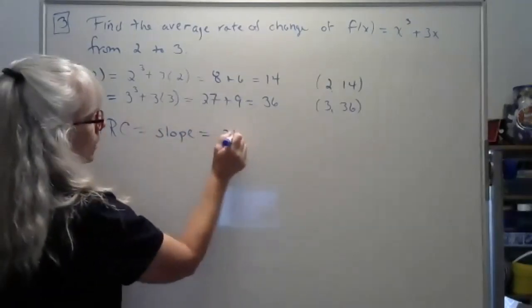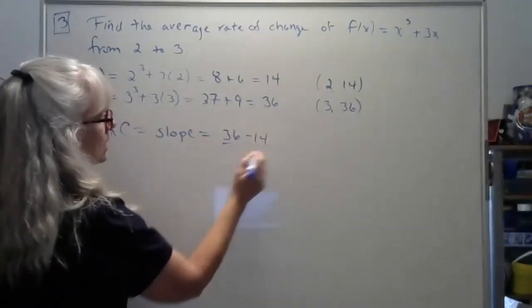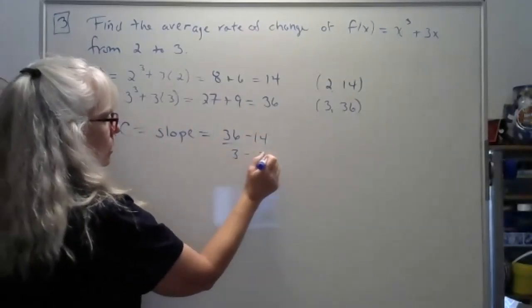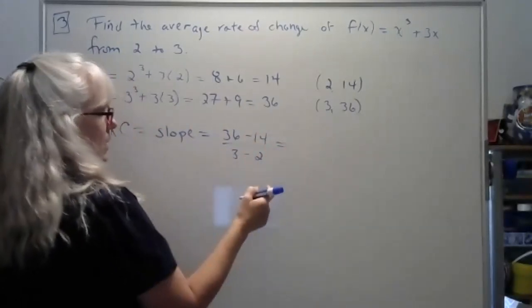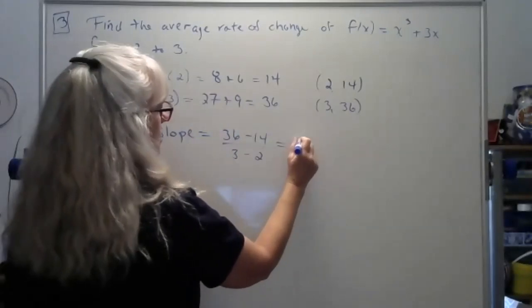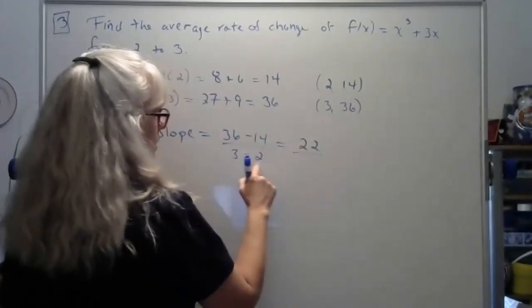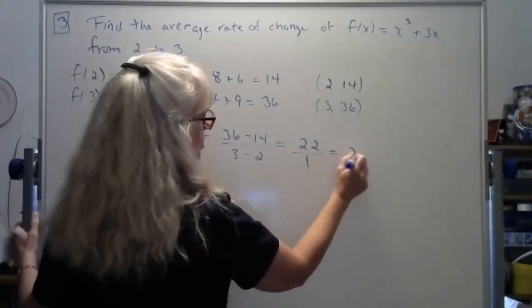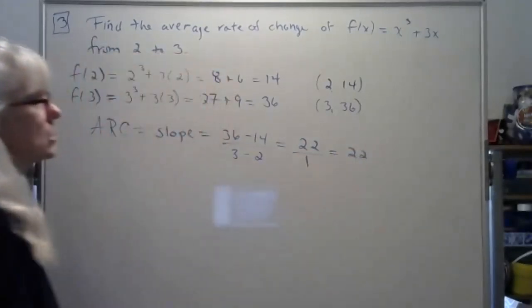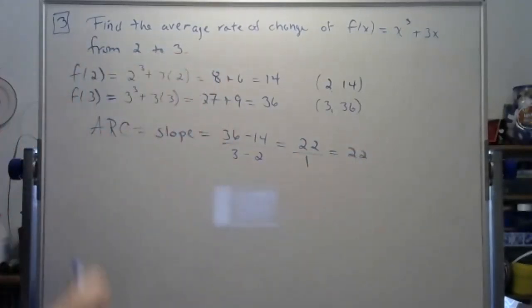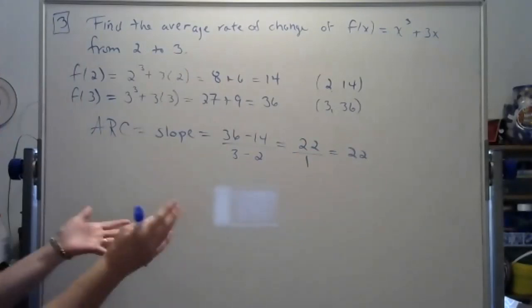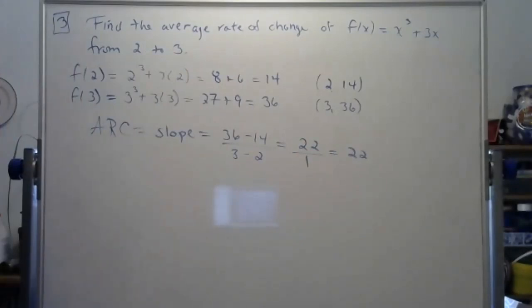So we'll pick up 36 minus 14 all over 3 minus 2. So 36 minus 14 is what, 12? No, 22. 3 minus 2 is 1. So the average rate of change is 22. So to get from the point 2 to the point 3, you're going to go up 22 units and over 1 is what this is saying.